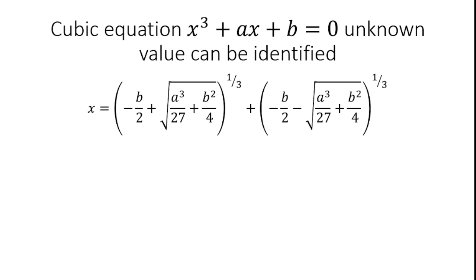And then the cubic equation. The cubic equation can be represented in the common form x cube plus ax plus b is equal to 0. Here also the coefficient values a and b are available, and x is the unknown variable. So how can we identify the formula? The formula is x is equal to the cube root of minus b by 2 plus square root of a cube by 27 plus b square by 4, plus the same term repeated, but with minus b by 2 and the square root term taken with a negative sign, with power 1 by 3. This is the formula we can utilize to identify the cubic equation's unknown variable.